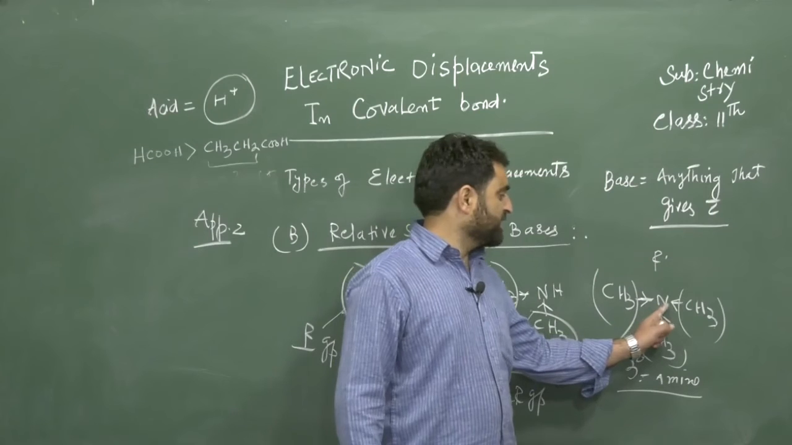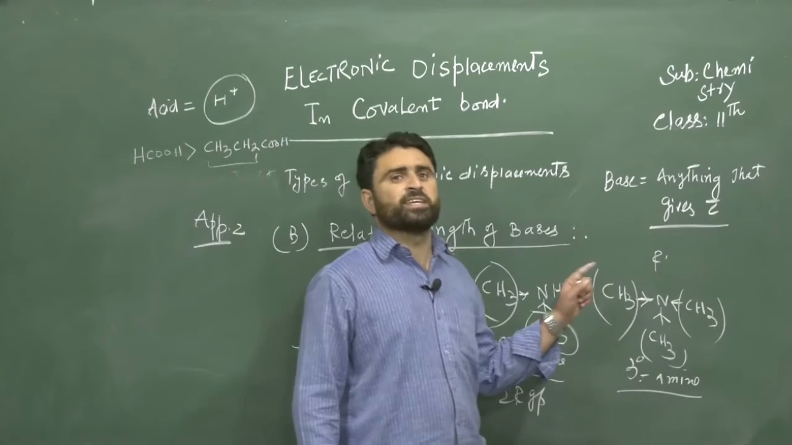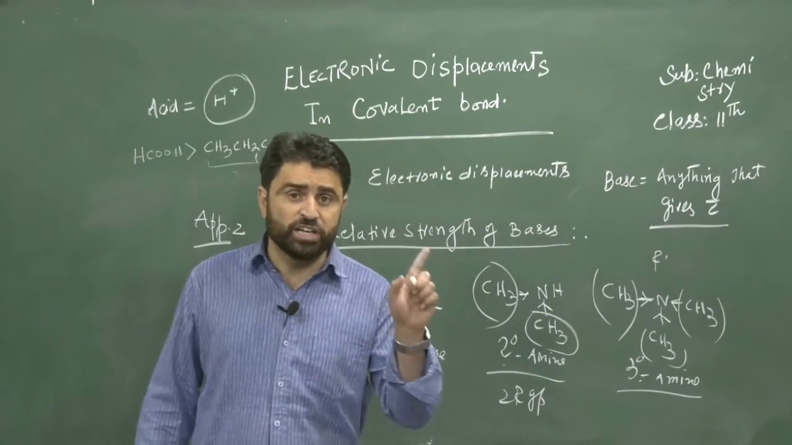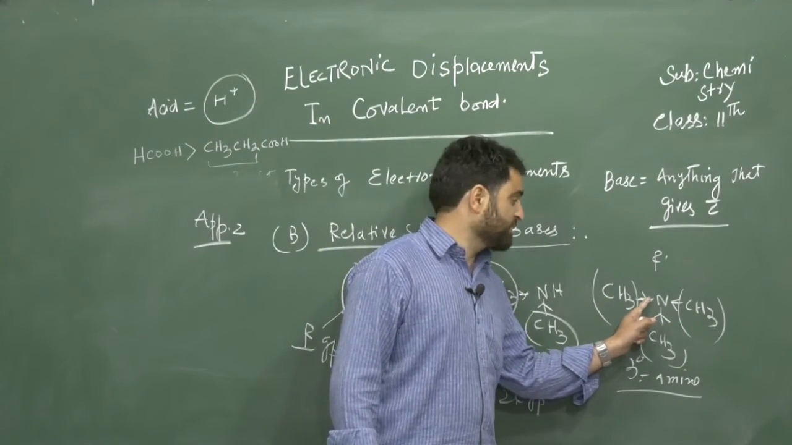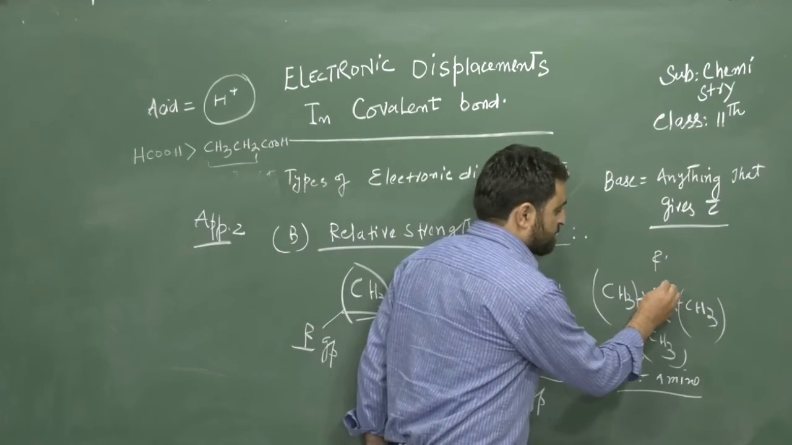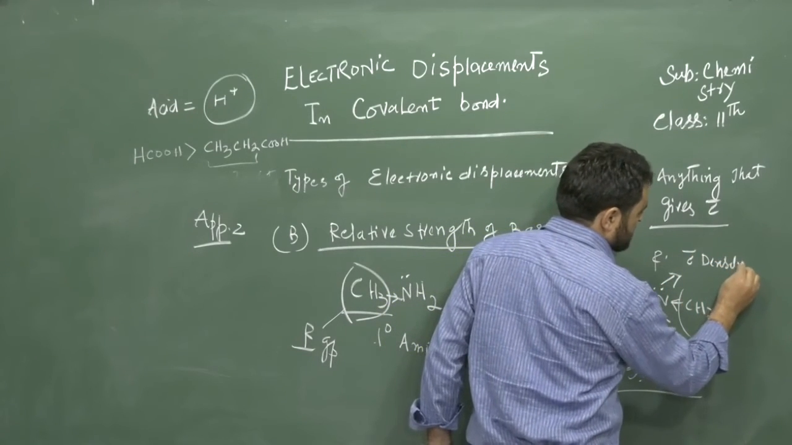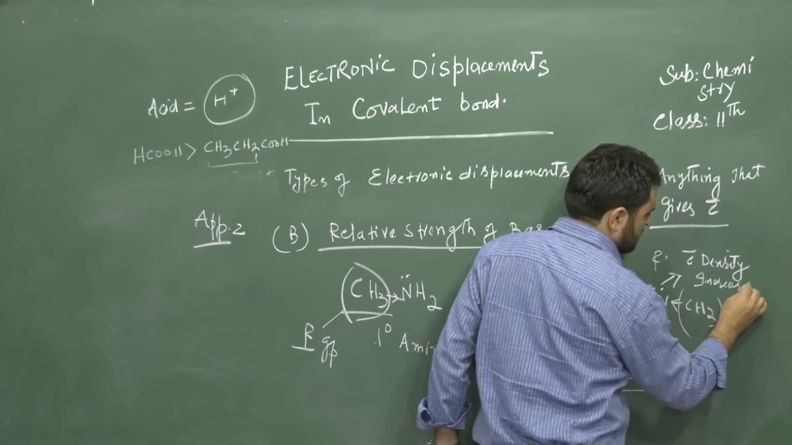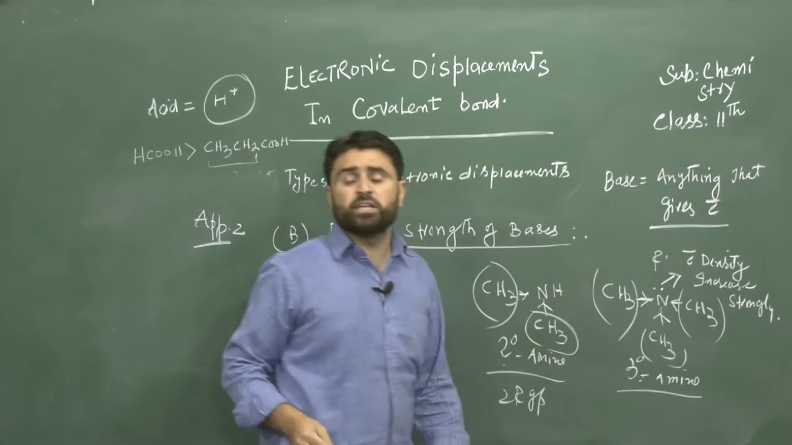Here the electron concentration is increasing tremendously, as it contains 3 methyl groups. Because here the inductive effect is 3 times, the CH3 groups release electrons 3 times. So the electron density increases here tremendously, strongly, because it contains 3 alkyl groups.